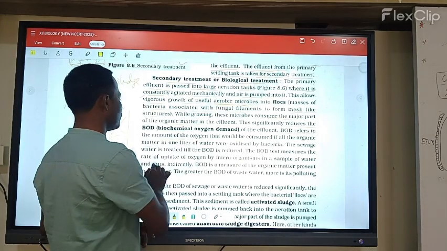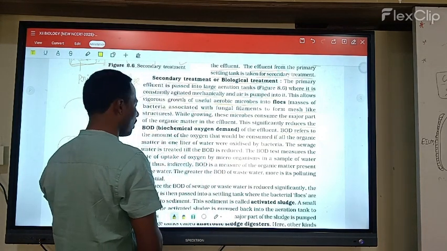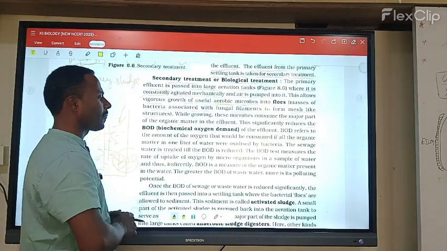Next, the sewage water is treated until the BOD is reduced. So then what happens? Oxygen levels will decrease completely, and the CO2 level will increase.